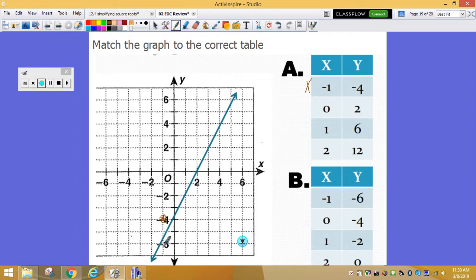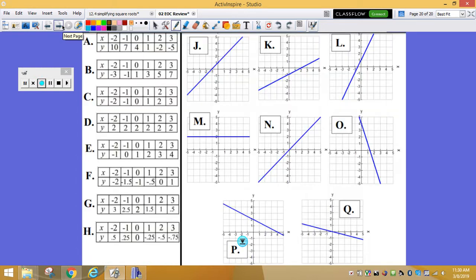-1, -6. Well, it's close. These lines are not perfect. 0, -4 is here. That's good. 1, -2 is here. That's good. 2, 0 is here. That's good. So B is the right one. And then this one is just matching. I'm just going to do a couple just to see.